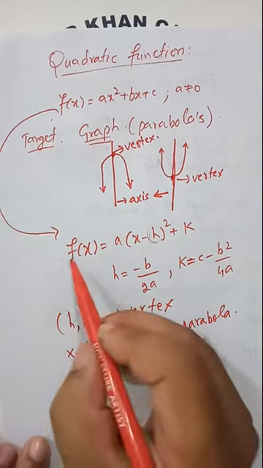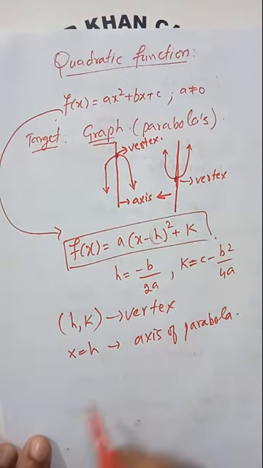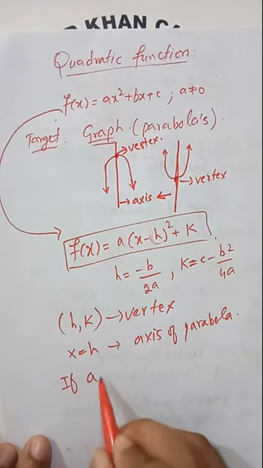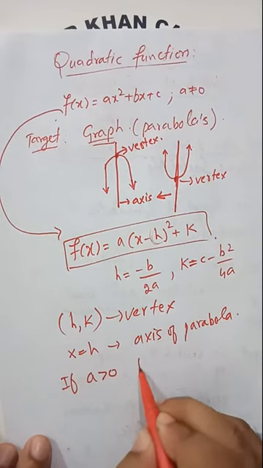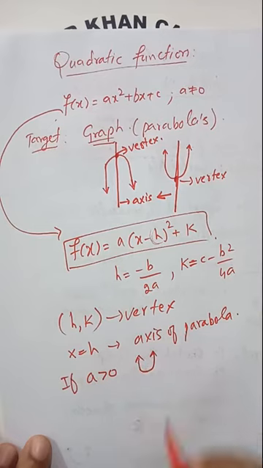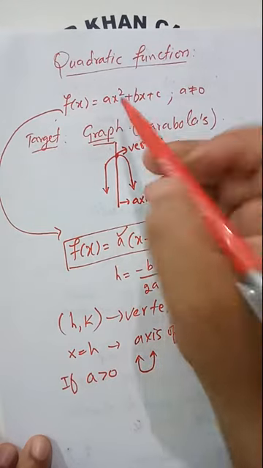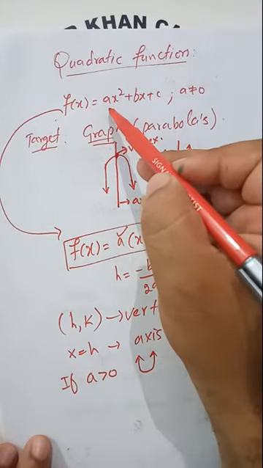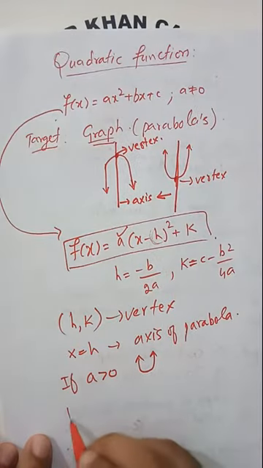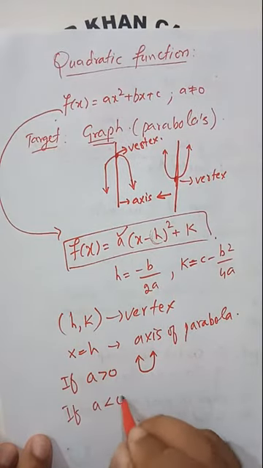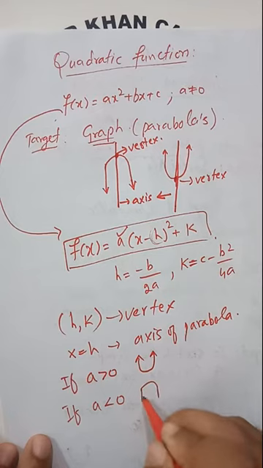Okay, and this is the general form of the parabola. Now if a is greater than 0, branches will be open upward. This will be the graph. If this a is greater than 0, that a will be taken from here when the quadratic function is given, and if a is less than 0, so that will be the graph.